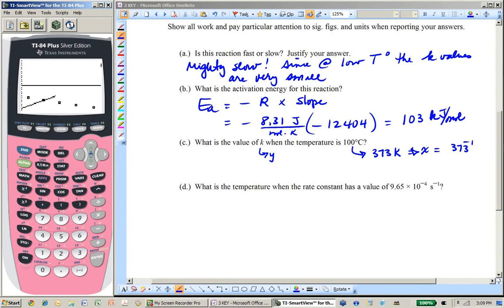Graph. Zoom 9. Y equals. Clear that puppy out. Second quit. Stat. Calc. 4. Alpha. Trace. Y1. Thanks for your patience. I'm sure you're way ahead of me, which is quite alright.